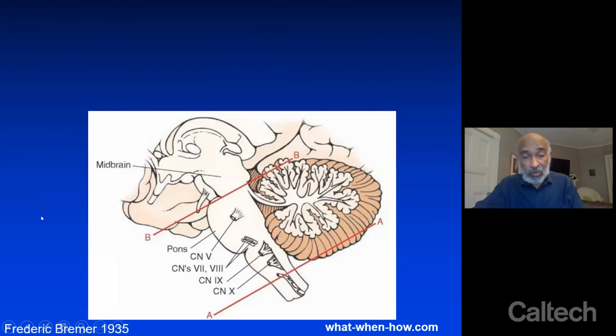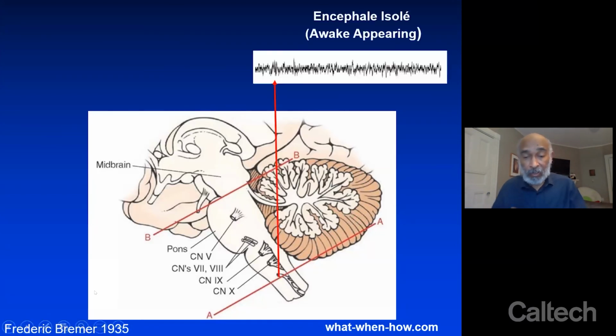To do this, I'm just going to start with a little bit of history. This is a diagram made after the research by Frederick Bremer. Bremer was a Belgian neurophysiologist who did some experiments back in the early 30s in cats, and this is obviously projected onto a human brain. He made a transection of the cord, separating the cord from the brainstem and the brain at A. And when he measured the EEG on the cat's scalp, he saw a pattern that looked like this. And he called that the encéphale isolé, the isolated encephalon.